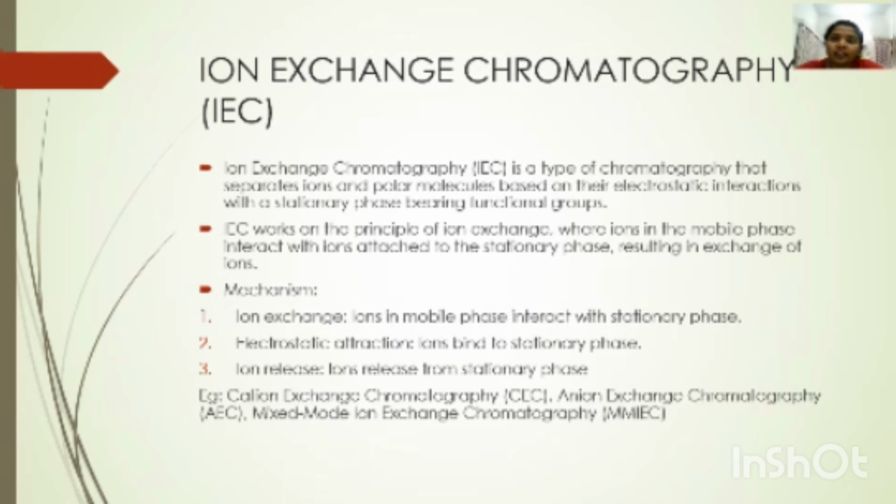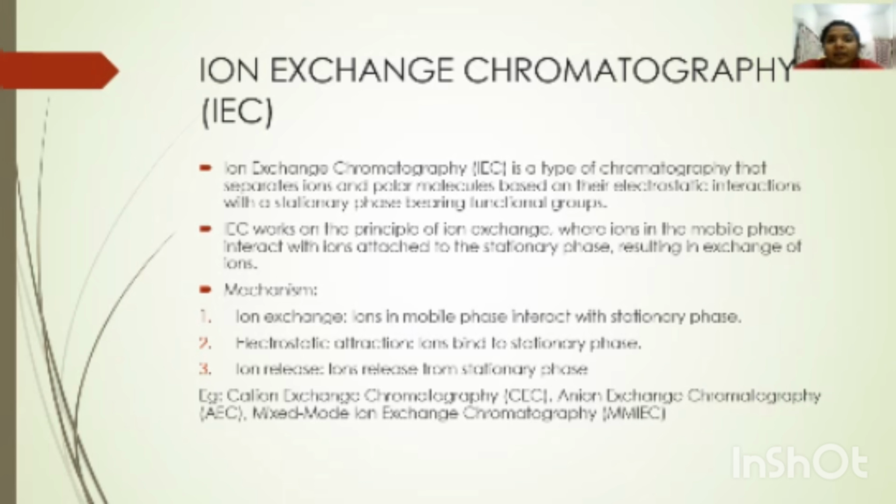So it is based on the principle of electrostatic interaction. And as you know, there are two types: either anion exchange chromatography or cation exchange chromatography. For cation exchange chromatography, we are using it to separate cations. So here the stationary phase is negatively charged, so it should contain anions, or it can be an anionic resin.